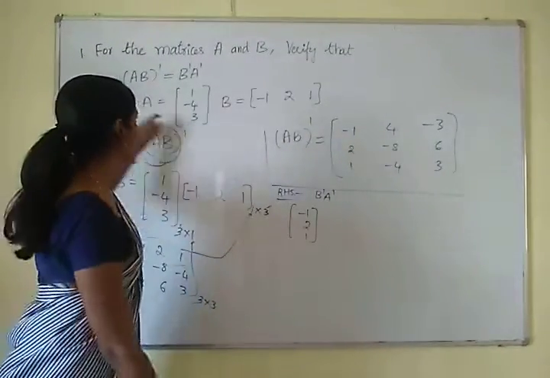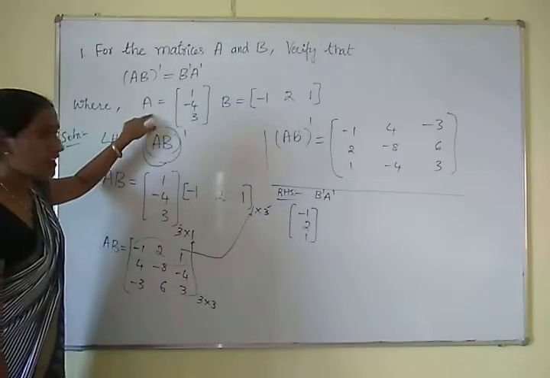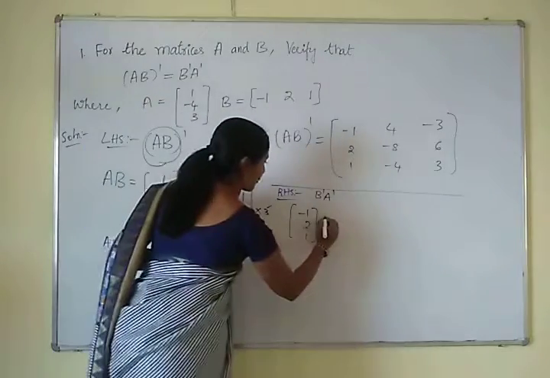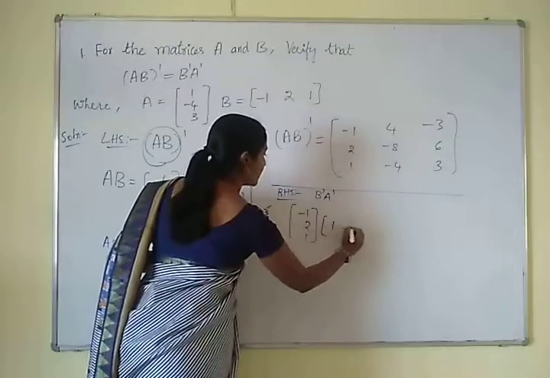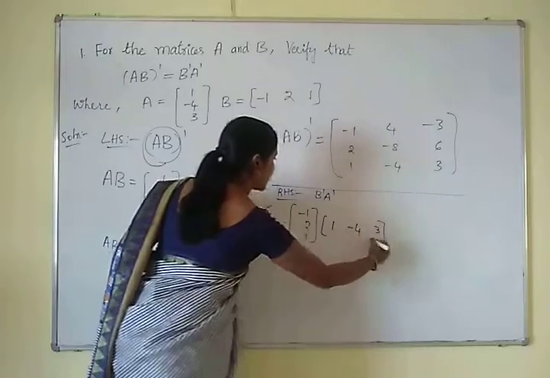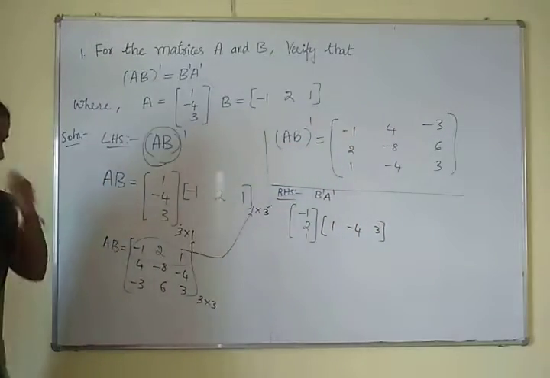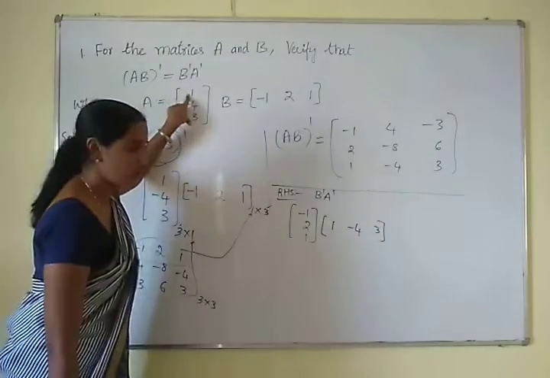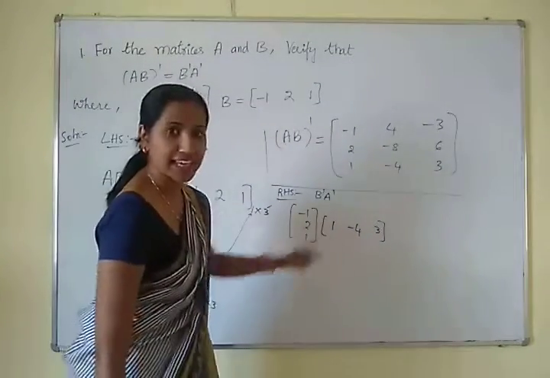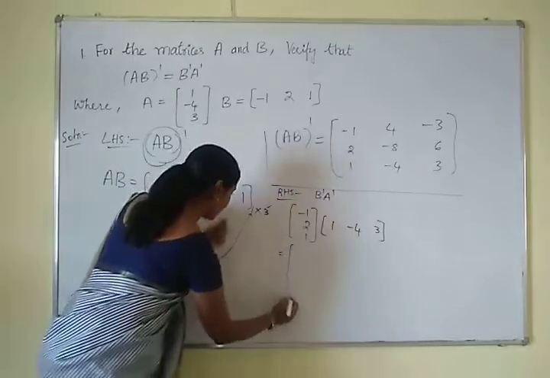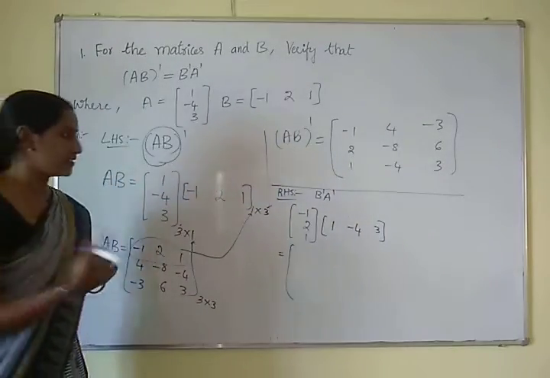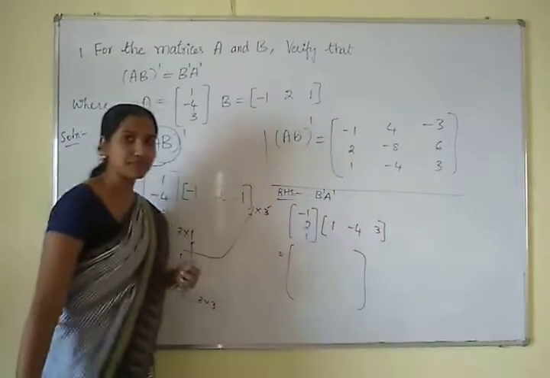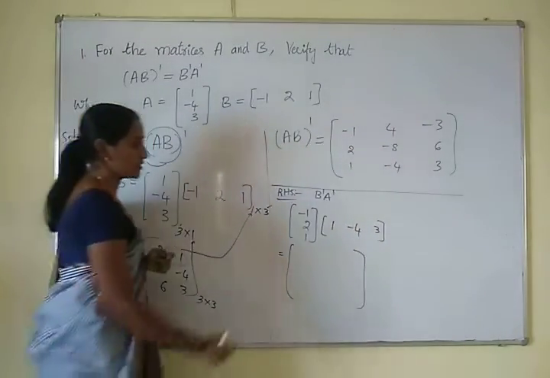Next one, A dash. Same way. This is A. Actually this is in a column. Isn't it? Now I will make it a row. That is 1, minus 4, and 3. Clear? So this is in the column. Change it into a row. Now we should multiply these two. So I will tell you, we will do it with direct multiplication. Right? I'll tell you how it is.